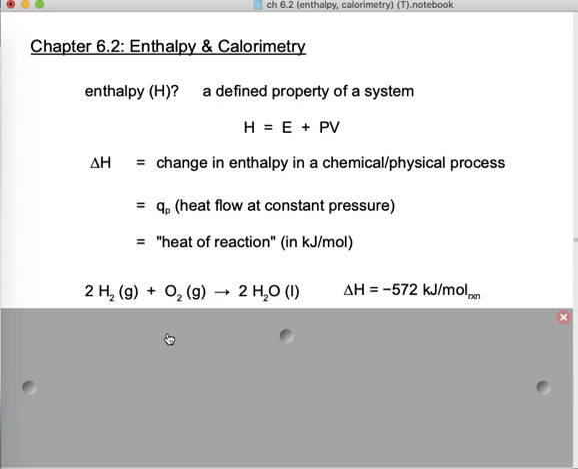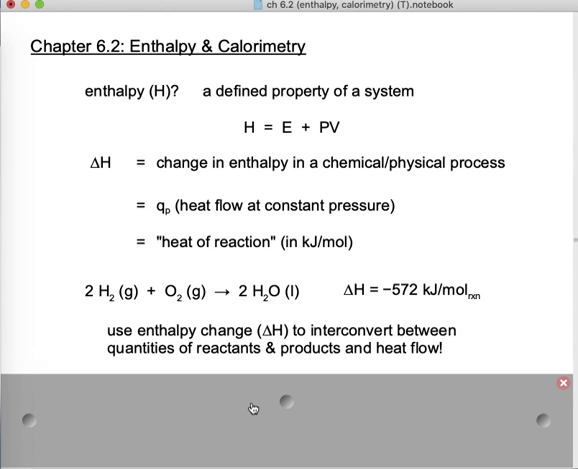Now, let's be very clear what this means. It means every time 2 moles of hydrogen gas reacts with 1 mole of oxygen gas to form 2 moles of liquid water, the system loses 572 kilojoules of energy. Per mole of reaction means for that set of coefficients as it's written. Okay? So what we're going to do is use the enthalpy change for a chemical reaction to interconvert between quantities of reactants and products and amount of heat flowing in or out of the system. Okay? By the way, the fact that delta H is negative indicates that that is an exothermic process. As we all know, combustion of hydrogen gas produces heat energy. Heat flows from the system to the surroundings.